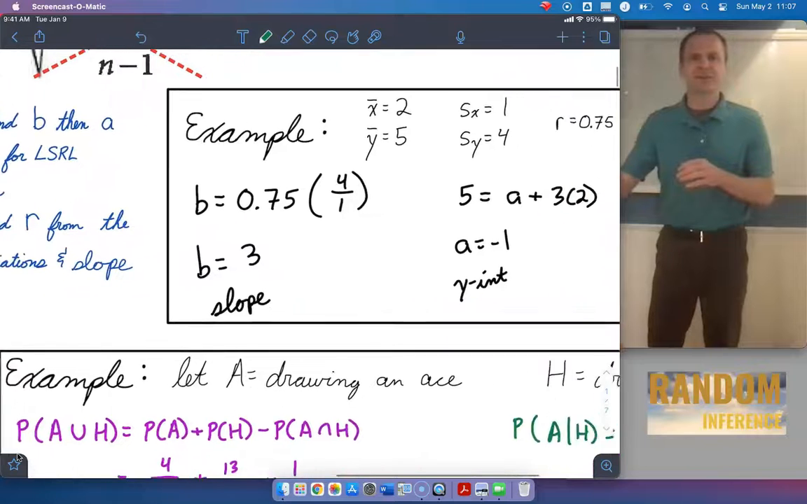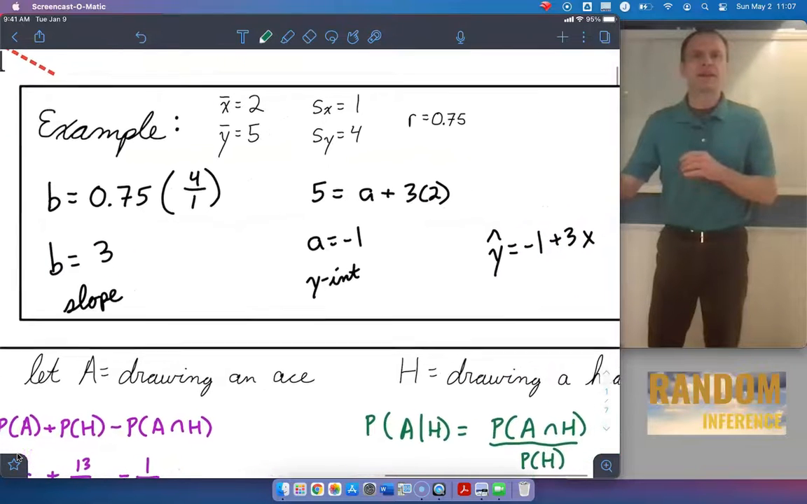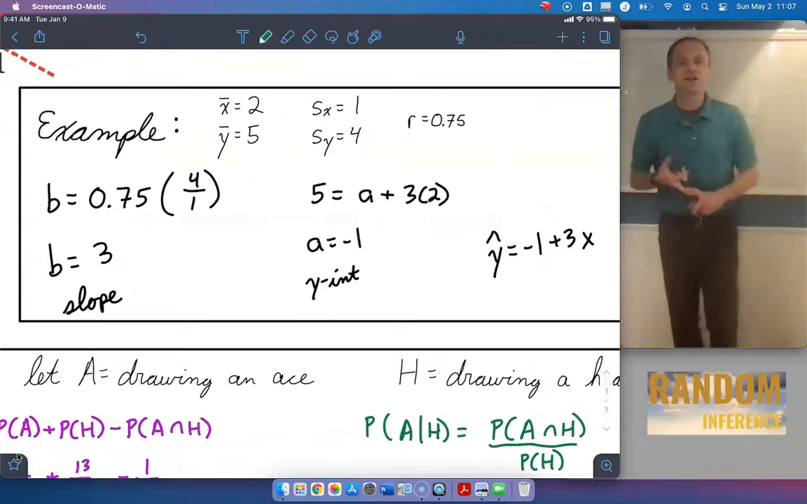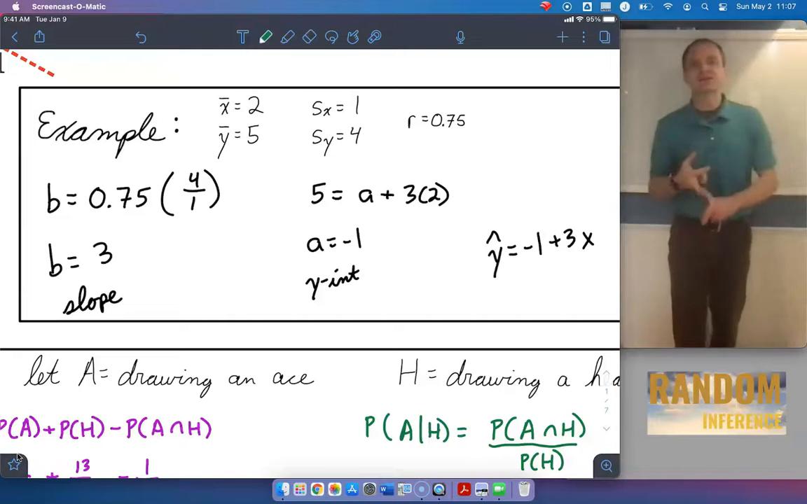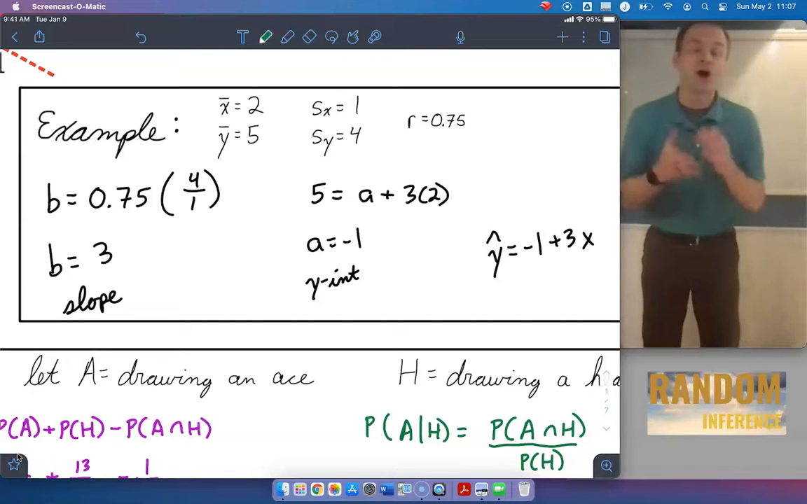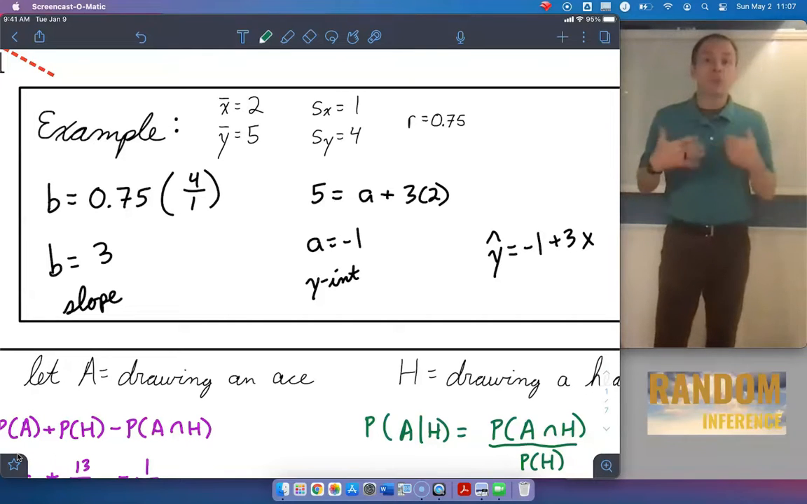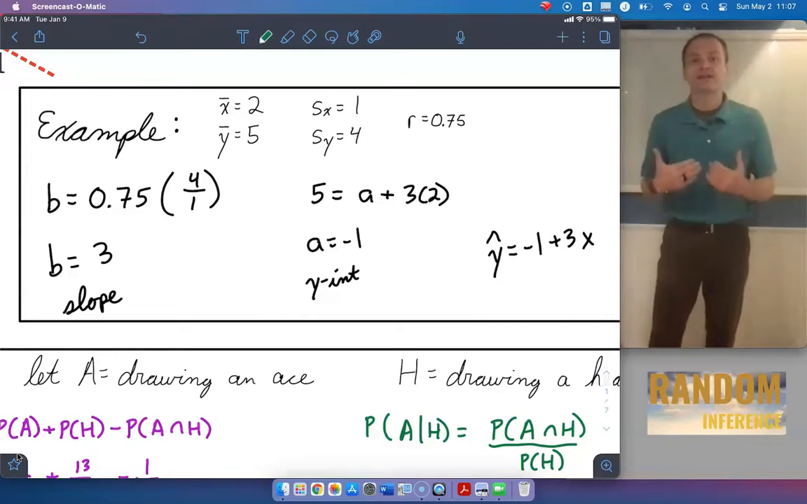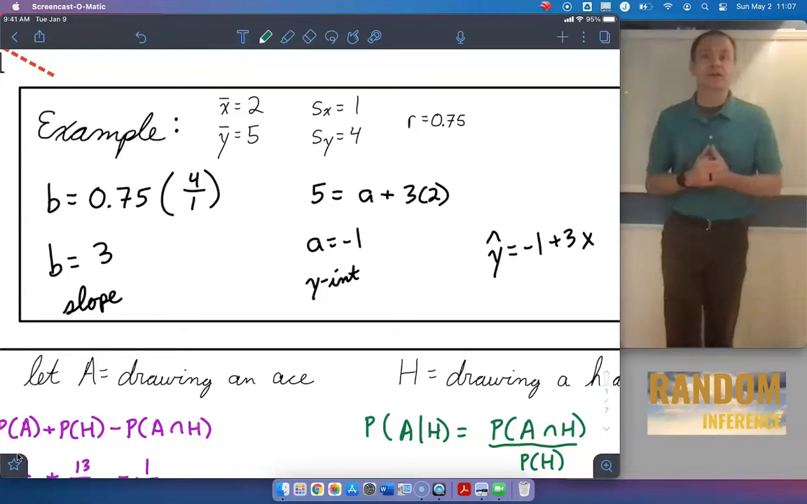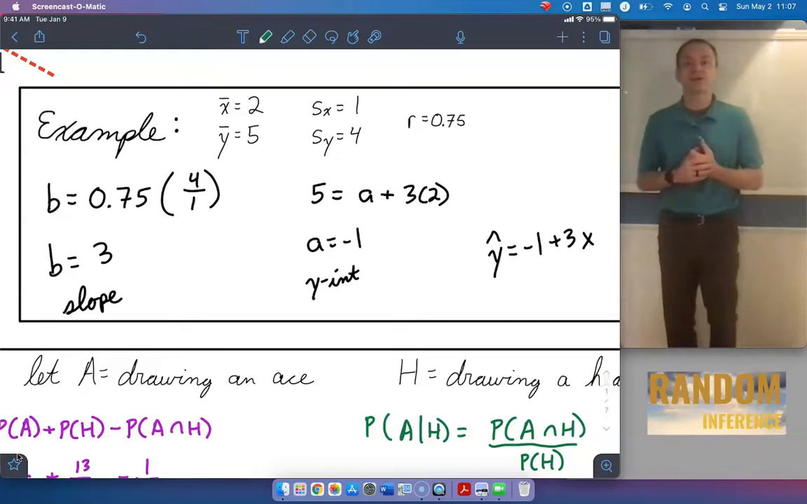Now here's an example of what it would look like. You would be given what is x bar, what is y bar, what is s sub x, what is s sub y, and you would even be given what the r value is. And what you do is you find the slope first. You find what's b by plugging it into r times s sub y over s sub x. And you solve for b, and we get our slope. And in this case, wow, it was an easy example. It worked out to be 3.